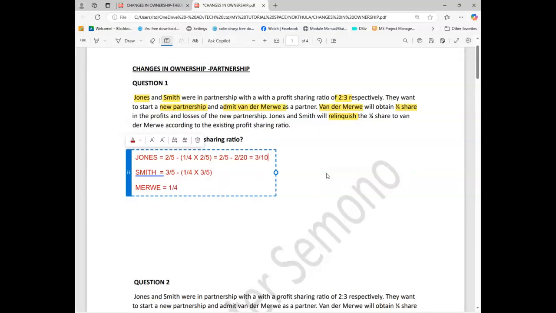Can you see now? We leave it. Let's just leave it for now. Let's do the same for the other guy. We've got 3 over 5, meaning the first one, minus 3 over 20. We get?